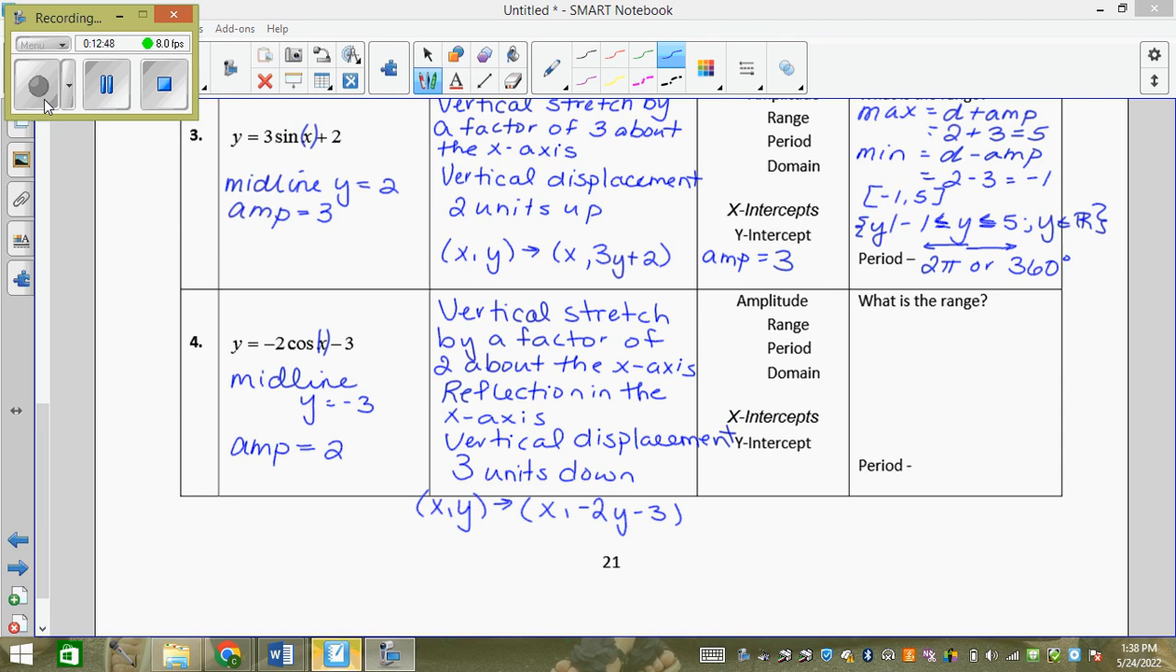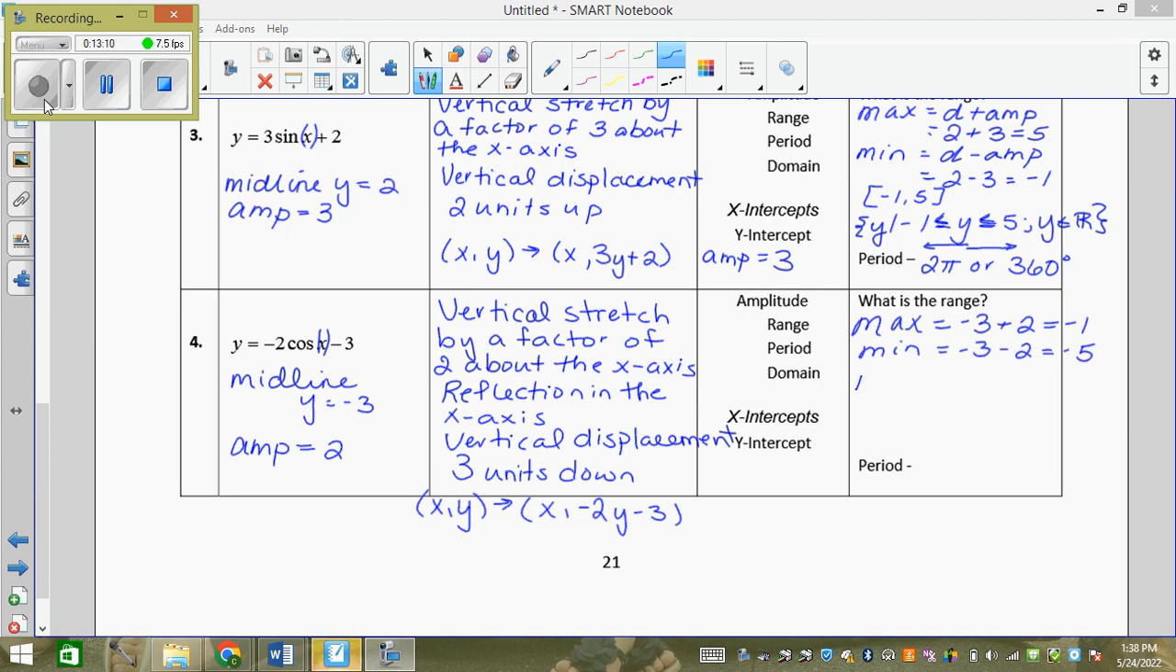Nothing to do with the reflection. The reflection makes it go down or up, just changing the look of the graph, but it doesn't change the amplitude. All right, what's the range? Our maximum is d, which is -3 plus our amplitude, which is 2, so -1. Our minimum is d, which is -3 minus our amplitude, so -5.